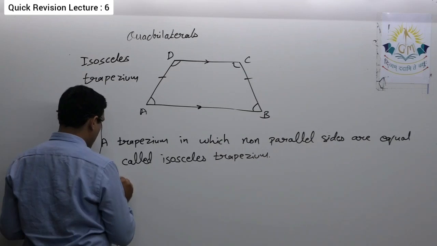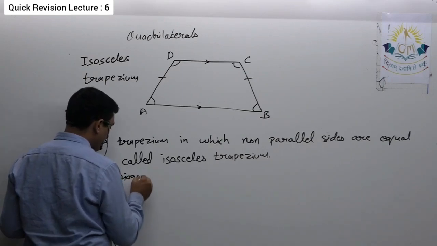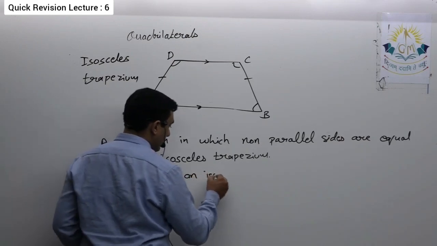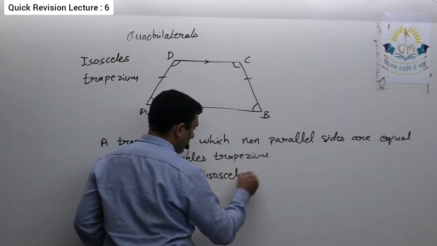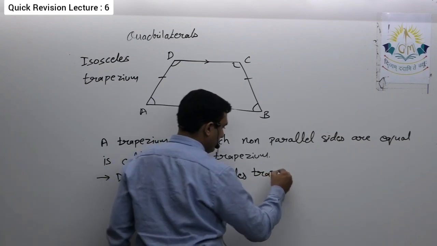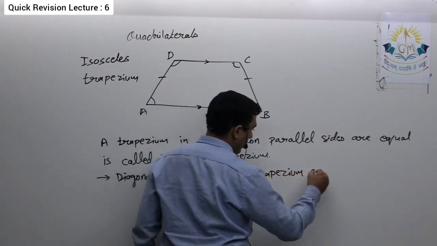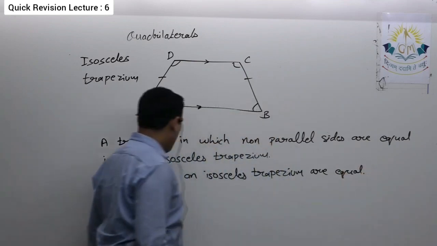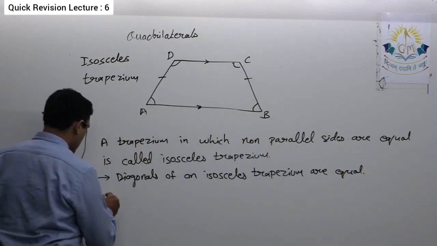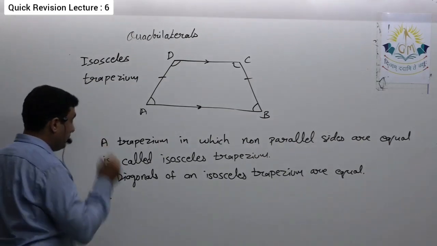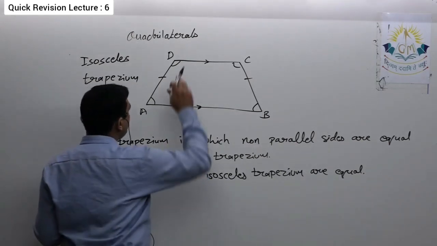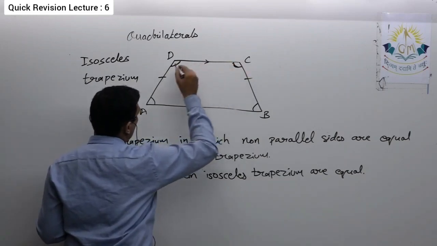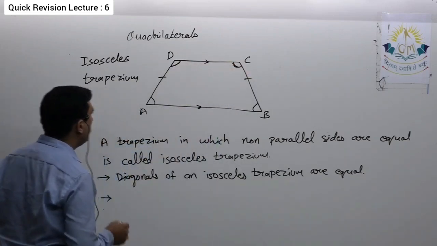Diagonals of an isosceles trapezium are equal. Okay, diagonals of an isosceles trapezium are equal. Next property, see, these two angles will be equal. D will be equal to C and A will be equal to B.